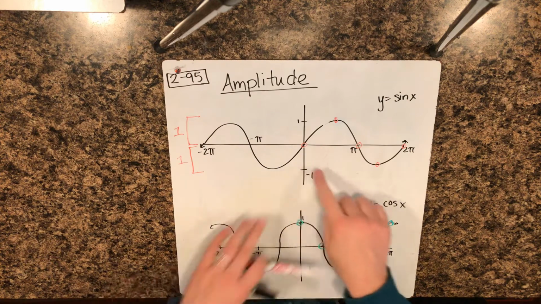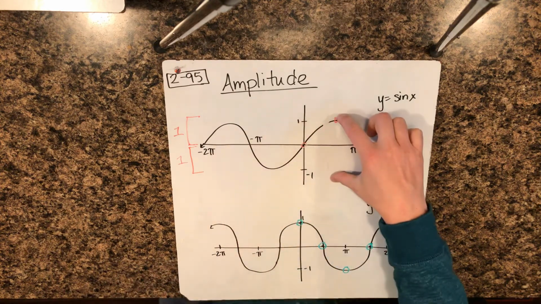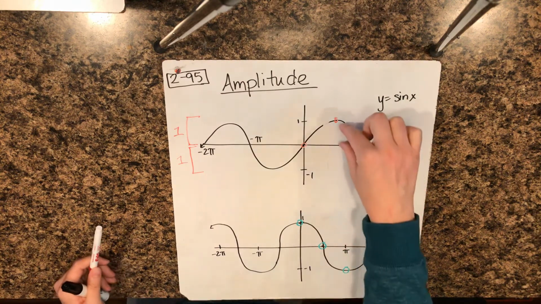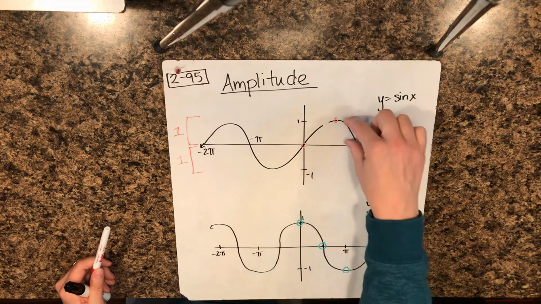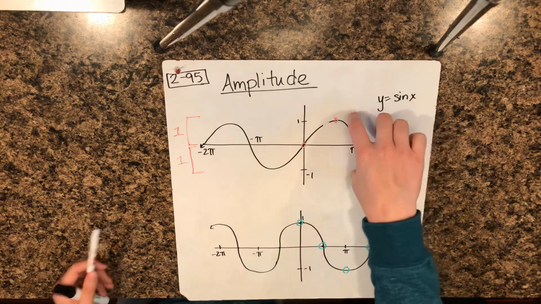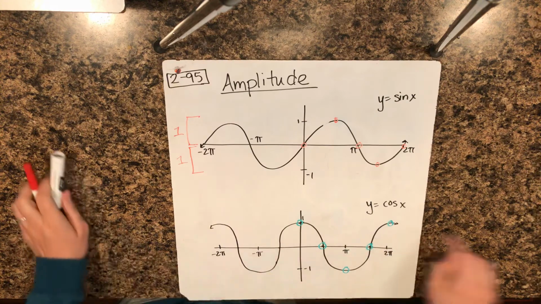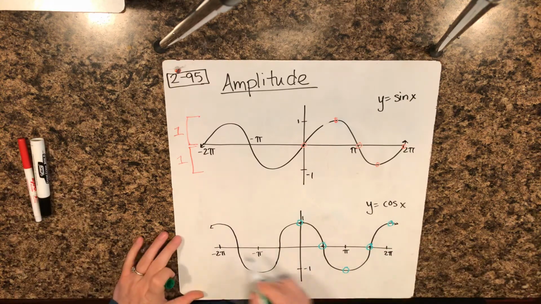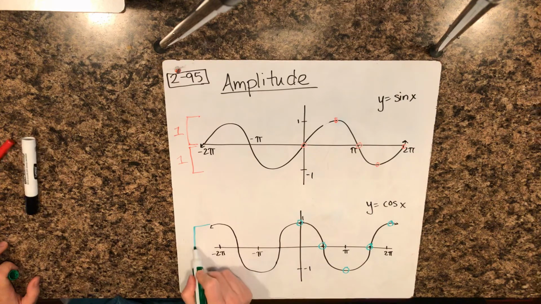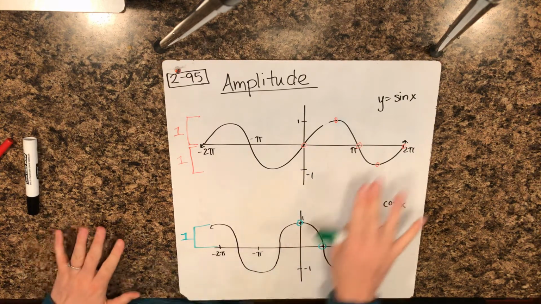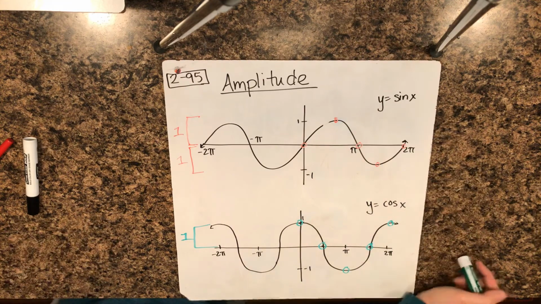Some people like to find the lowest and the highest and say, okay, that's 2, and divide by 2. That's fine, but what you need to realize is that the amplitude is just from the middle to the highest point. It's not the whole thing, okay? So same thing when we're talking about cosine. When we go from the midline to the highest, it's still 1. You could go midline to lowest, 1, for a regular sine or cosine graph.